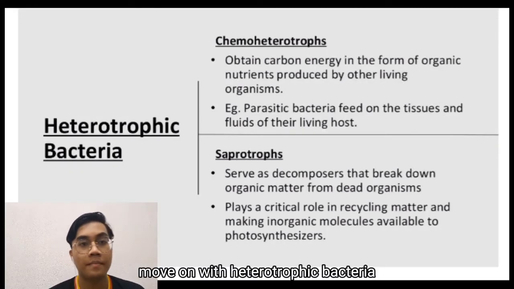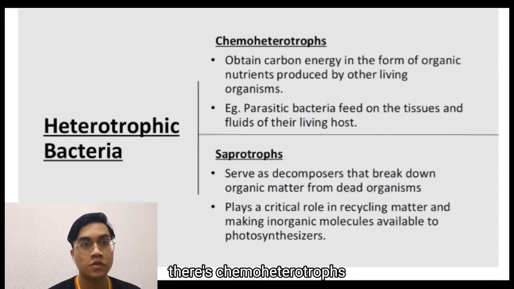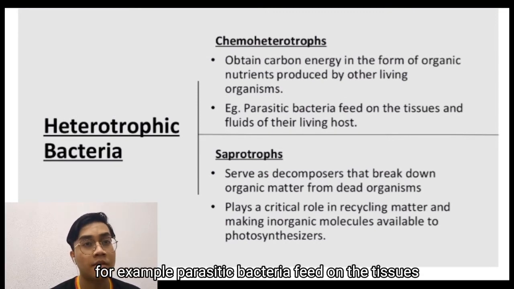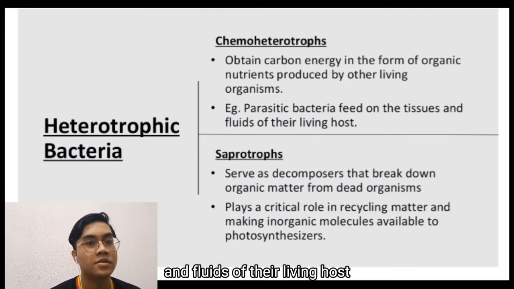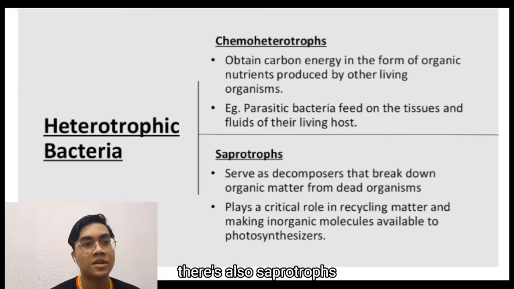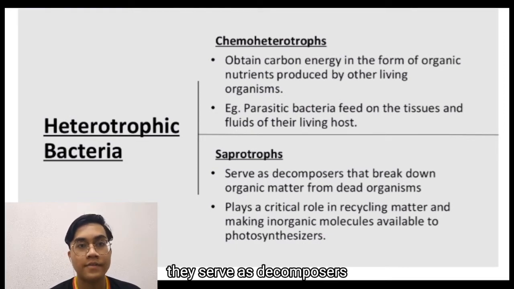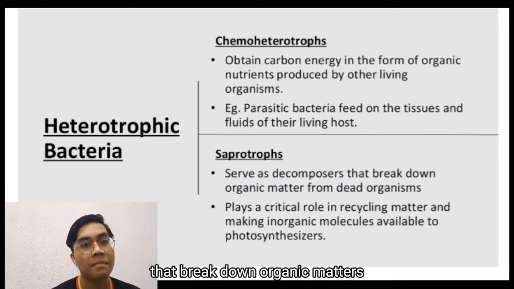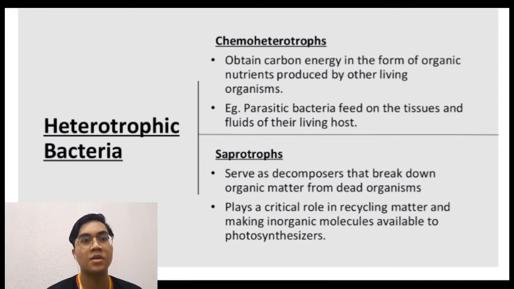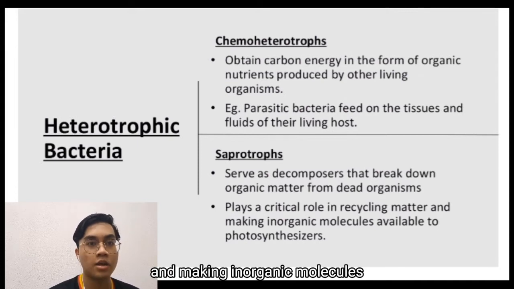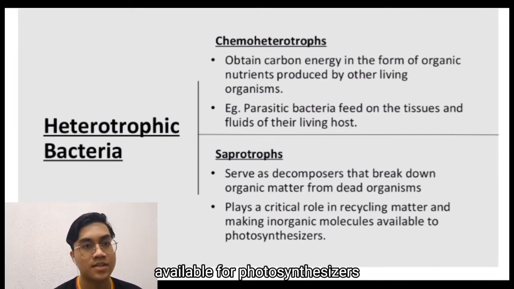Move on with heterotrophic bacteria. There's chemoheterotrophs, which obtain carbon and energy in the form of organic nutrients produced by other living organisms. For example, parasitic bacteria feed on the tissues and fluids of their living hosts. There's also saprotrophs. They serve as decomposers that break down organic matter from dead organisms, which plays a critical role in recycling matter and making inorganic molecules available for photosynthesizers.